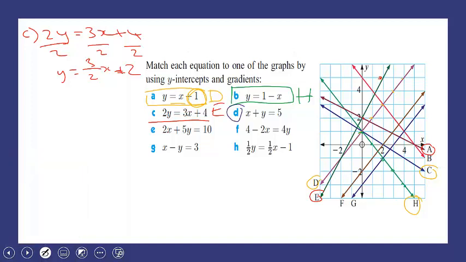Let's do question D. X plus y equals 5. So D says x plus y equals 5. So y is going to be equal to minus x plus 5. So I'm starting at plus 5, and I've only got one line that goes through that, and that is line B. But let's check the gradient. It's 1 down, 1 to the right, because it's minus 1. So the answer is B.